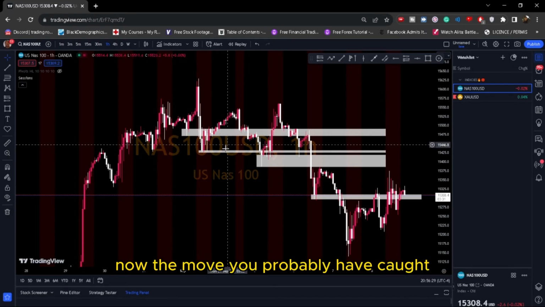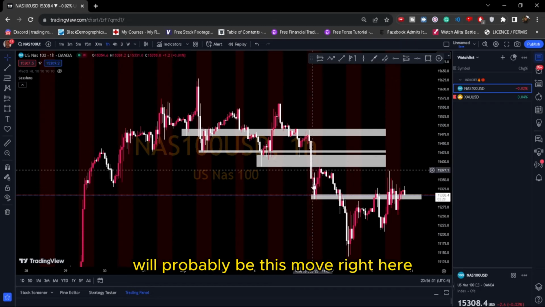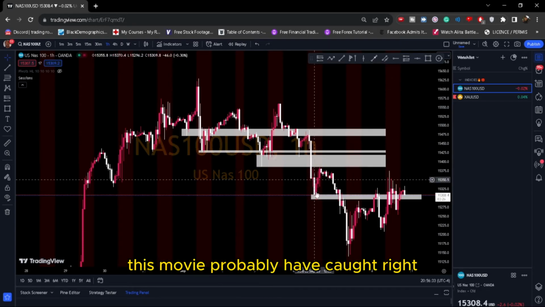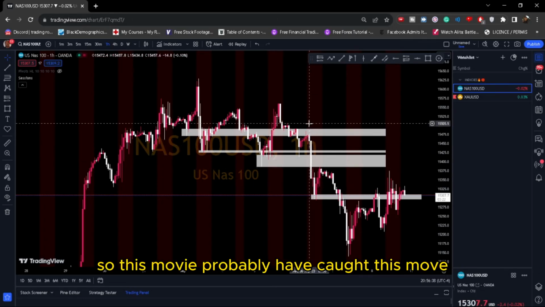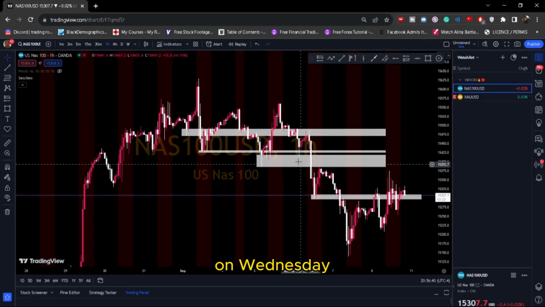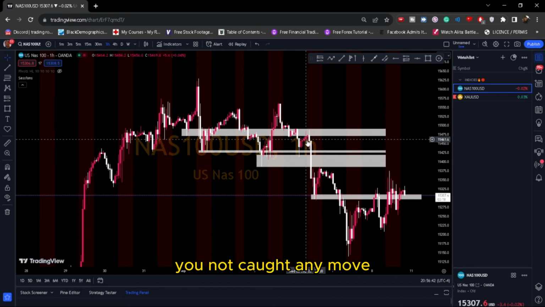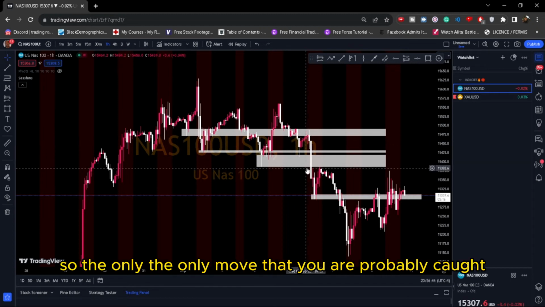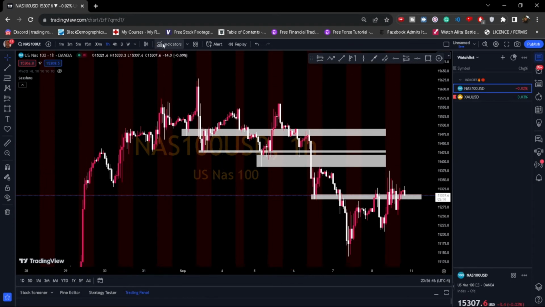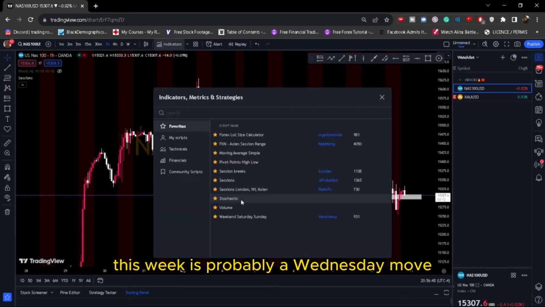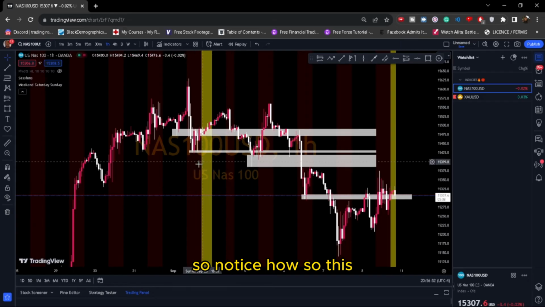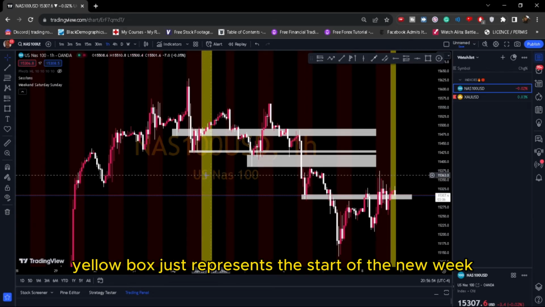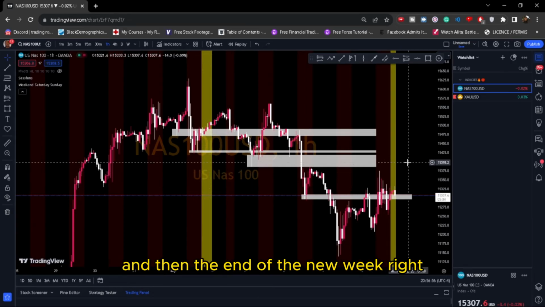Cool. Now the move you probably would have caught will probably be this move right here. This move you probably would have caught, right? And this was on Wednesday. You feel me? So you probably would have caught this move on Wednesday. You probably will not catch any other move. So the only move that you would probably have caught this week is a Wednesday move. And I'm actually going to do this real quick too. So notice how this yellow box just represents the start of the new week and then the end of the new week, right?